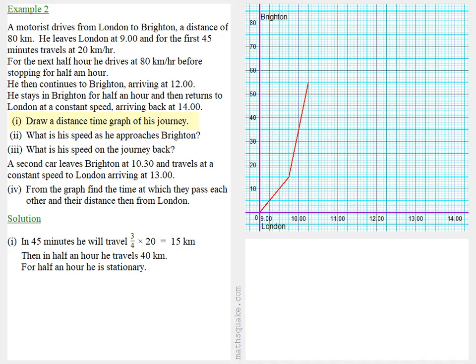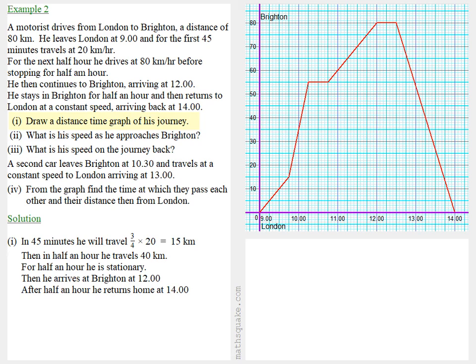He then stops for half an hour, so that means on the graph we draw a line horizontally across for half an hour. And then finally he arrives in Brighton at 12 o'clock, so we draw a line going across to 12 and up to 80. He then stays in Brighton for half an hour, so we draw a horizontal line for half an hour. He then comes back to London at a constant speed, so we draw a line arriving back in London at 1400 hours.